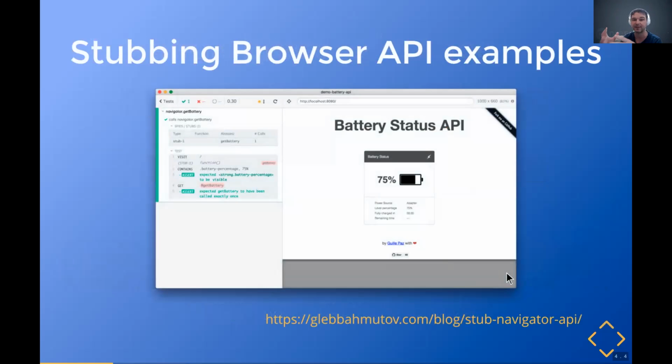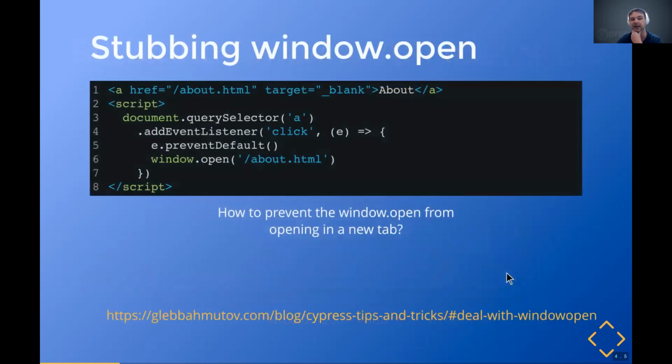Because Cypress tests run in the browser, you can stub pretty much anything in the browser. You can, for example, stub navigator methods. Like you can test how your application shows the battery, if it's charging, what's the charging level. You can just stub it, and your web app can just use it. You can stub things like window.open. Window is a common object. Open is a standard method.